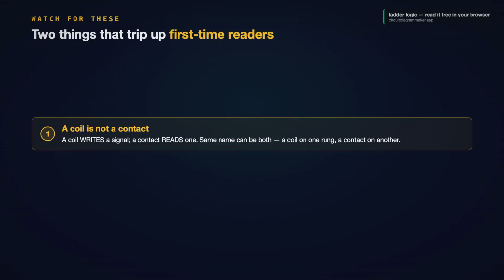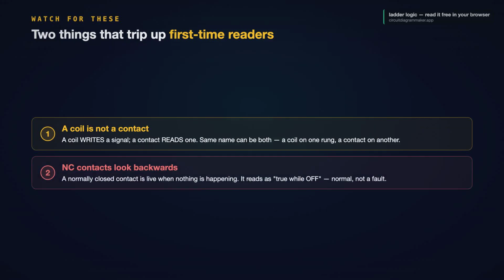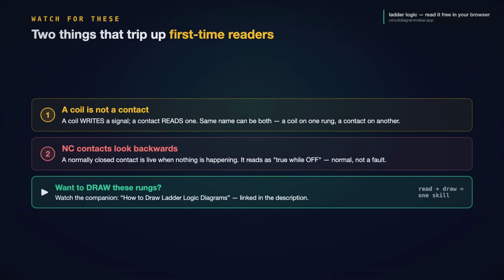A few things trip people up on their first read. A coil is not a contact. A coil writes a signal. A contact reads one. The same name, the motor, say, can appear as a coil on one rung and a contact on another. That is normal, not a mistake. Watch the normally closed contacts too. They are live when nothing is happening, which feels backwards until you have traced a few.